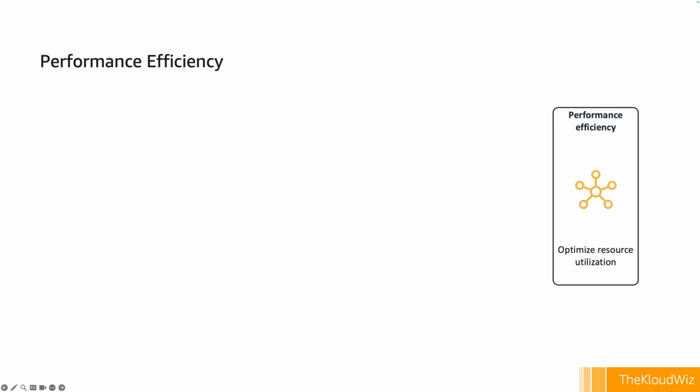The next one is performance efficiency. Performance efficiency is more about using the right tool for the right job. So it is a system's ability to use computing resources efficiently to meet system requirements. So for example, if your workload demands a server with, let's say, 8 vCPUs and 32 GB RAM, then you don't reduce it just in the name of saving costs.